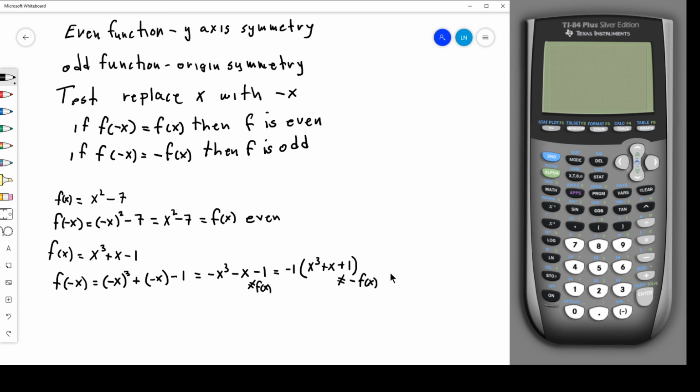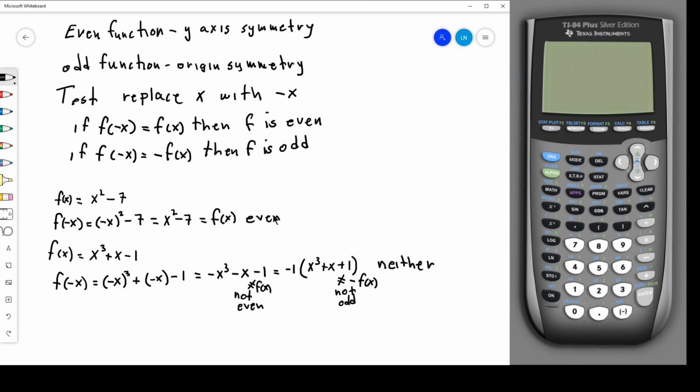All right, so this is the third option, right? The function's not even, right? So this not equal to f of x means it's not even. Not equal to negative f of x means it's not odd. All right, so if it's not even and it's not odd, this function is neither. It's neither even nor odd.